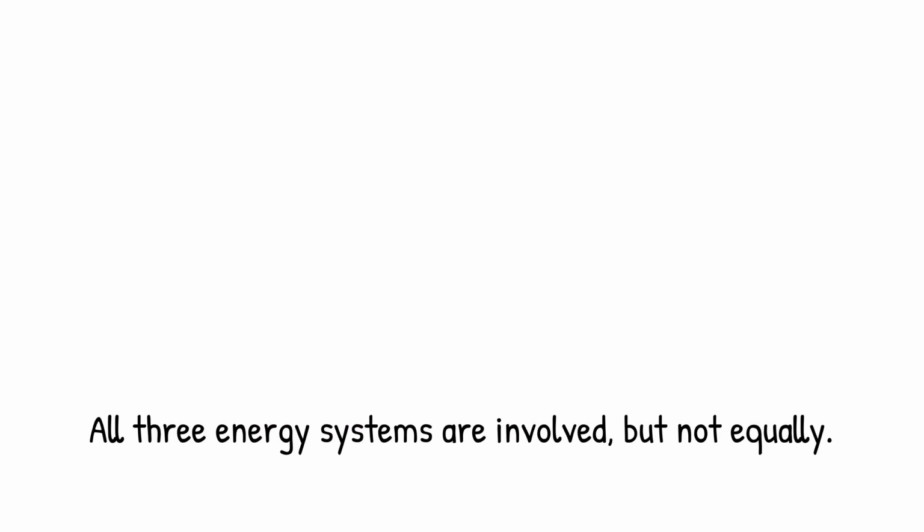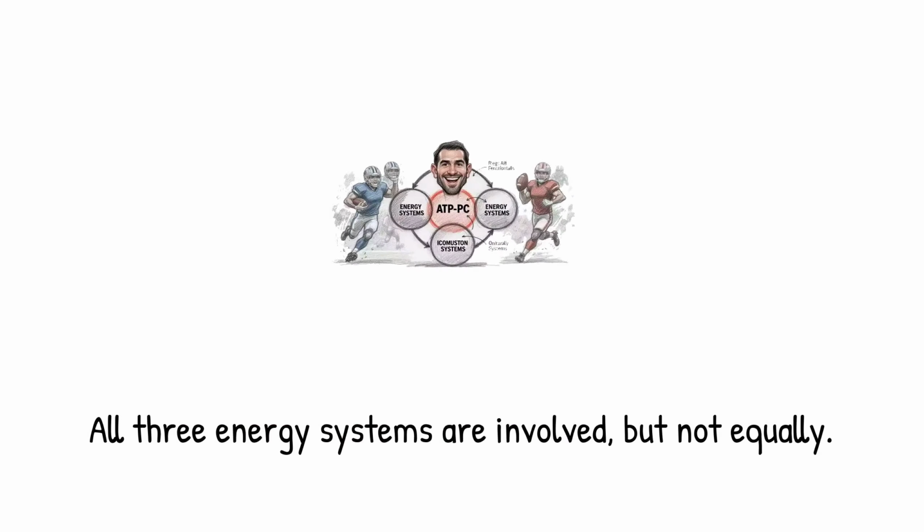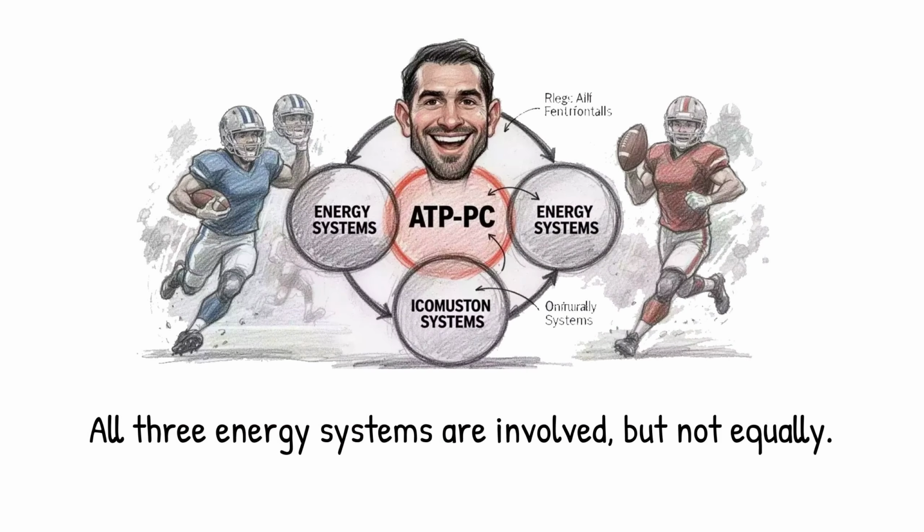1. ATP-PC, also known as the anaerobic lactic system. 2. Anaerobic glycolytic, also called the anaerobic lactic system. 3. Aerobic system. All 3 systems are essential, but not all 3 systems are involved equally.